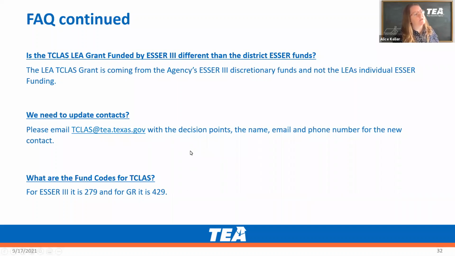I named this a little bit earlier, but the fund codes for TCLAS are as follows. ESSER 3 is 279, and the fund code for TCLAS-funded GR decisions is 429.